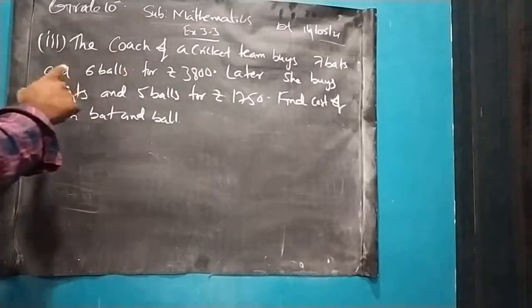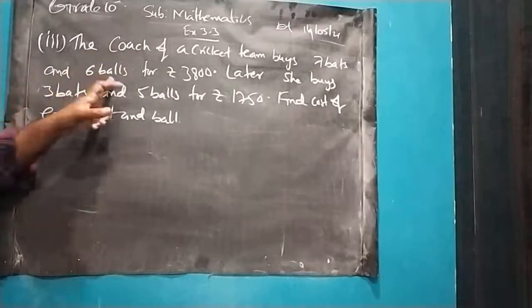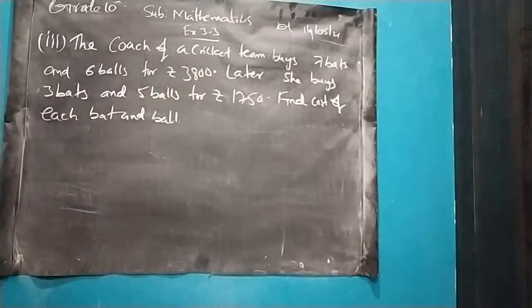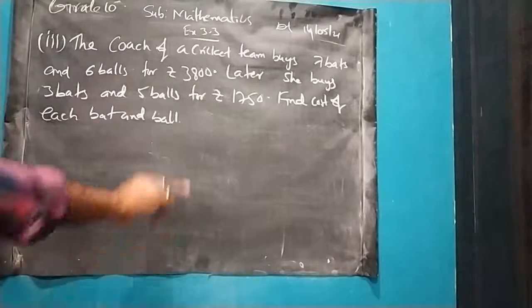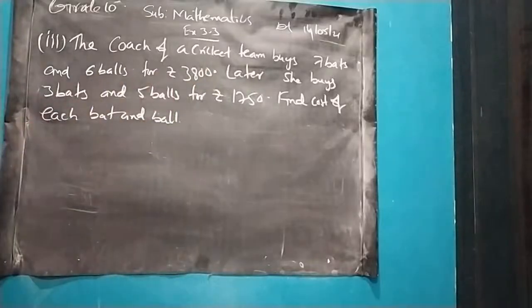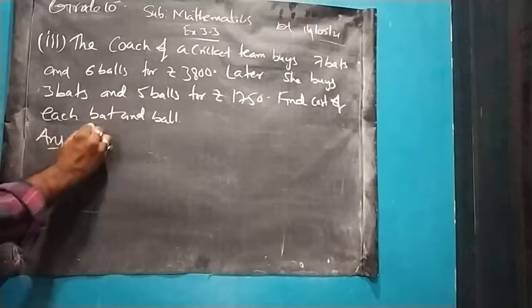Let us see this third question. The coach of a cricket team buys 7 bats and 6 balls for rupees 3,800. Later, she buys 3 bats and 5 balls for rupees 1,750. Find the cost of each bat and ball. Now let us see here. He is talking about bat and ball now.